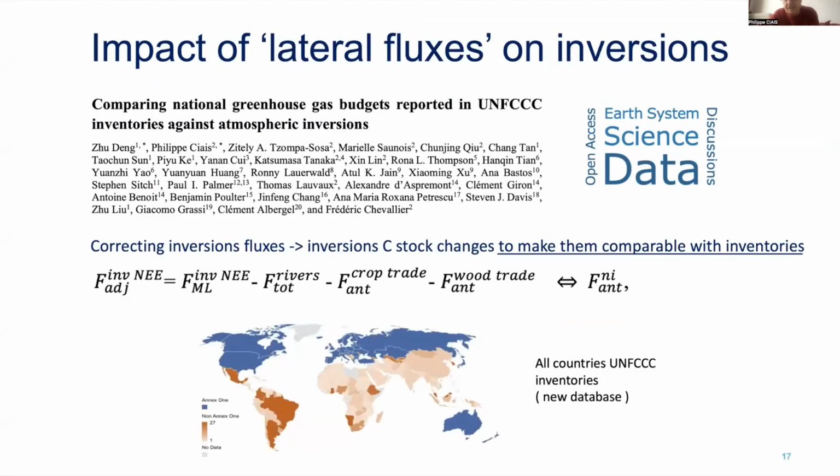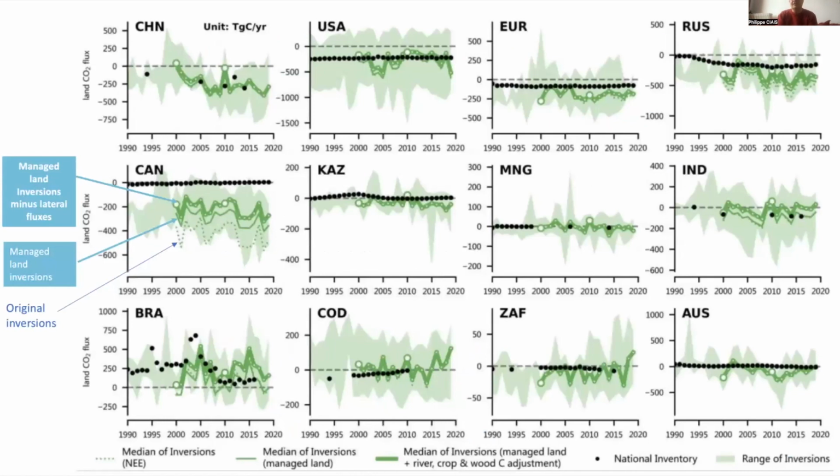Just to conclude, how important are the CO2 fluxes induced by lateral fluxes? We wrote a paper on this where we tried to use inversions, but we realized that if you want to make inversions comparable with national reports, national inventories are measuring stock change. Inversions are measuring fluxes, and there are a number of CO2 fluxes which are precisely related to the river loop of the carbon cycle and to international trade, that have nothing to do with what the inventories provide. That's why we mapped those fluxes, as will be explained by Frédéric, and we came up with a correction of the atmospheric inversion data so that we can compare the atmospheric inversion with national inventories.